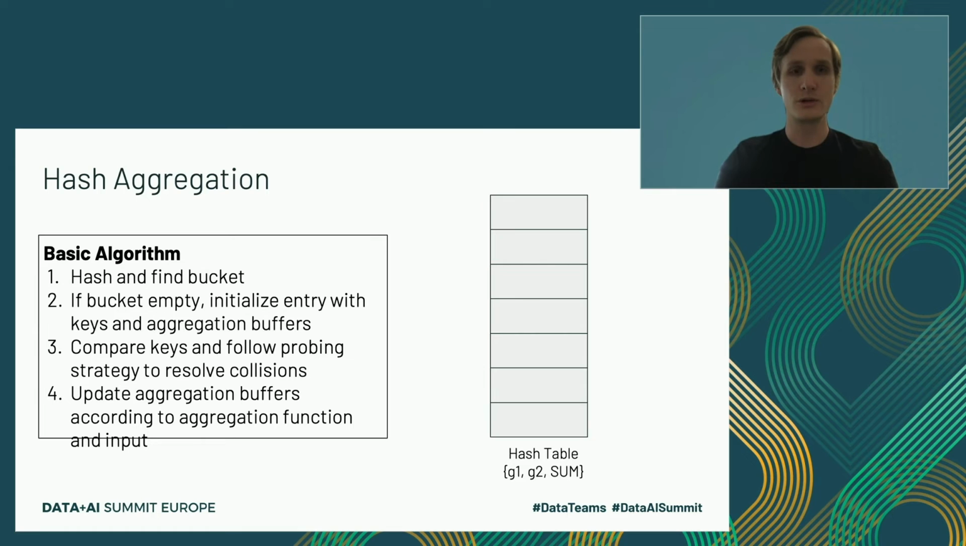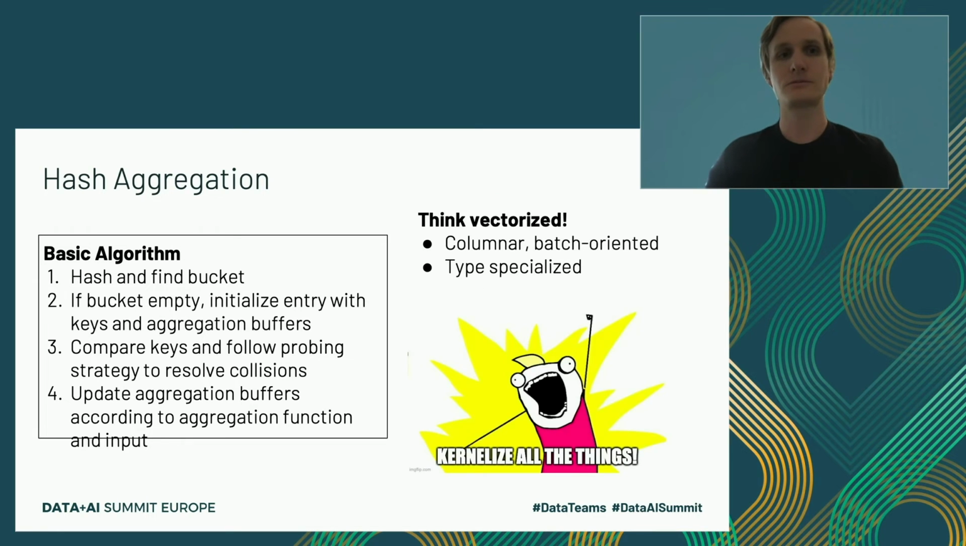It's very straightforward to implement in a row-wise system. But how are we going to implement this in a vectorized system? So the main idea, again, is to think in a columnar and batch-oriented way. So we're going to have these kernels that are type specialized, column-oriented and batch-oriented. That's the main idea. So we want to go through all of these steps and kernelize all the things. And I'll walk you through what that means exactly.